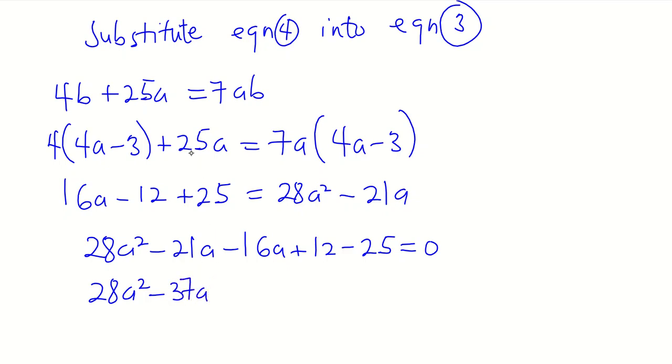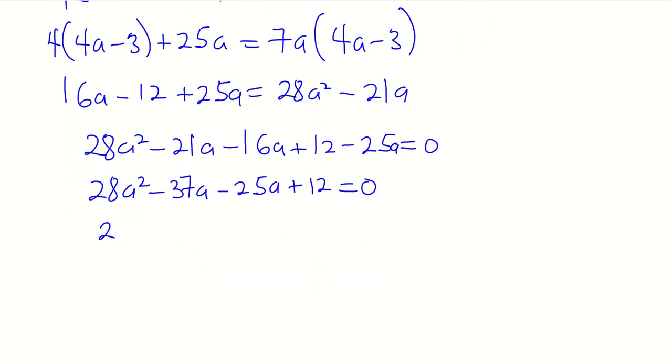But remember, it was 25A, and then we omitted A here, which means there should be an A here, and then there should be 25A. So if that's the case, we can bring the minus 25A, and then we have our 12 here, equal to 0. Now we can further simplify, and we have 28A squared minus 37. Now, this is how we take it. Minus 37 minus 25 is going to give us minus 62A. So we have minus 62A here, and then we have plus 12, which is equal to 0.